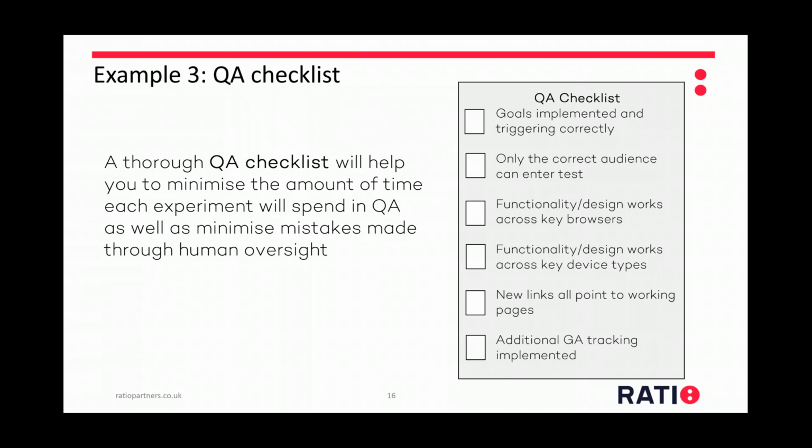The beauty of a checklist is that when you follow it, there's absolutely no room for forgetting a step. So make whoever is QAing these tests, even if it's yourself, complete this QA checklist, and you'll know that you're always going to have checked the key browsers or device types on your website. You're always going to have the tracking working. You're always going to be pointing new links to working pages as opposed to broken ones when you follow them, etc.